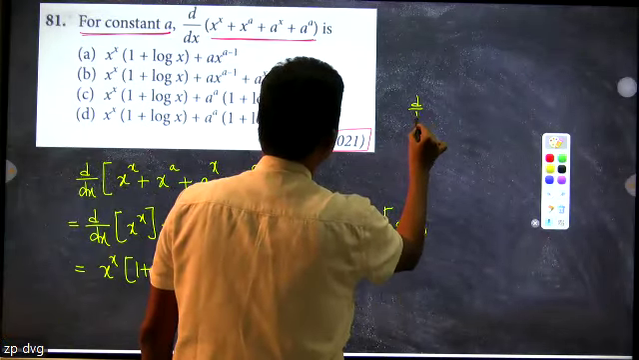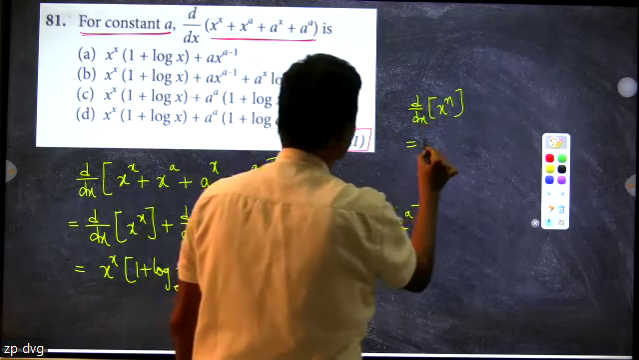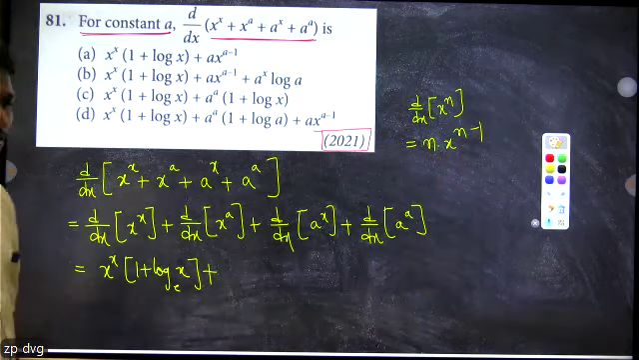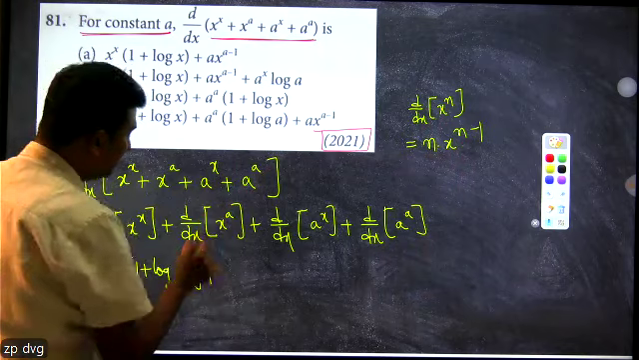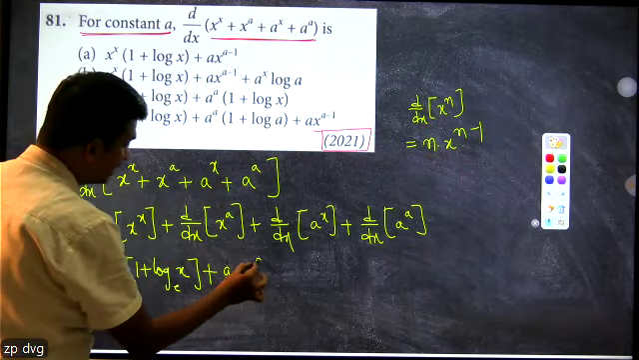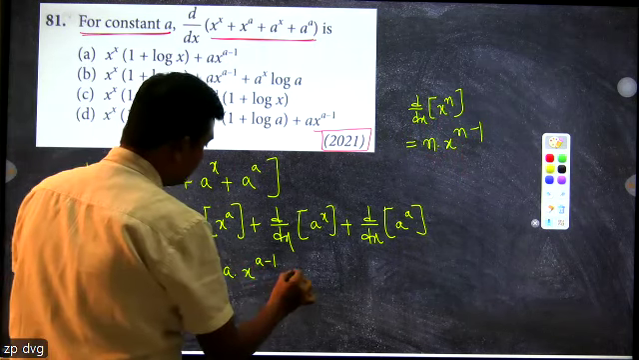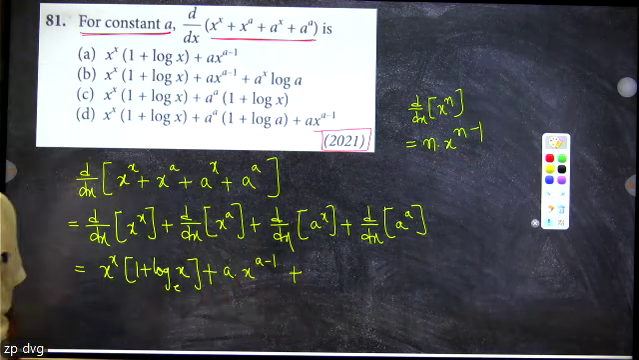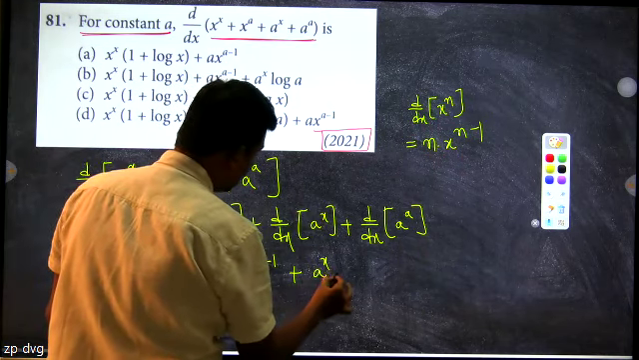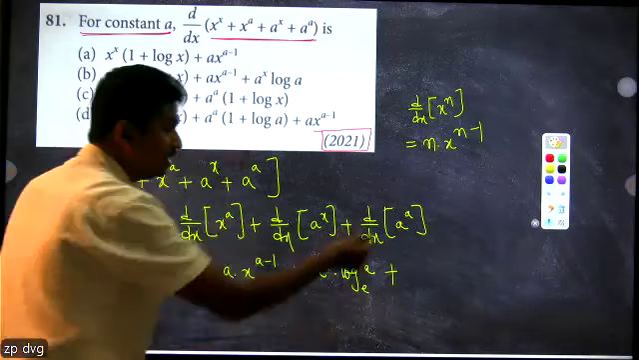This is like the derivative of x power n. What is the derivative of x power n? It is n into x power n minus 1, right? So here in place of n, a is there. So it is a into x power a minus 1. Plus the derivative of a power x. What is the derivative of a power x? It is a power x into log a base e.